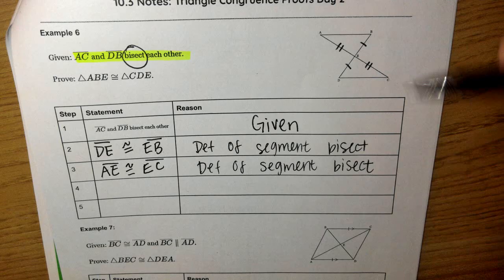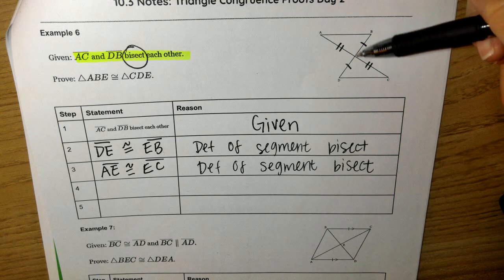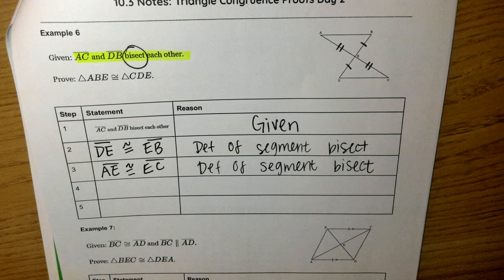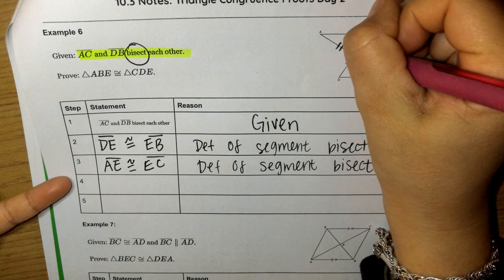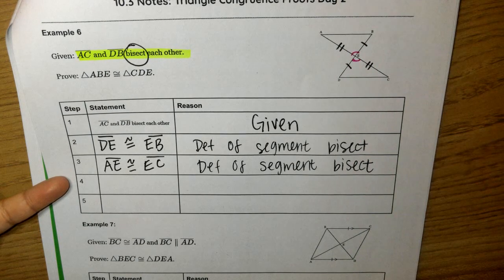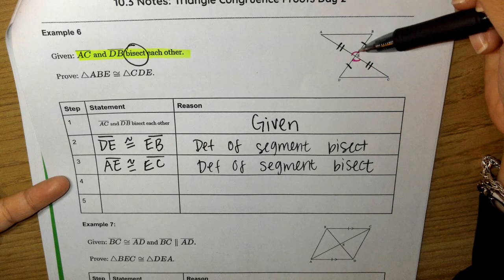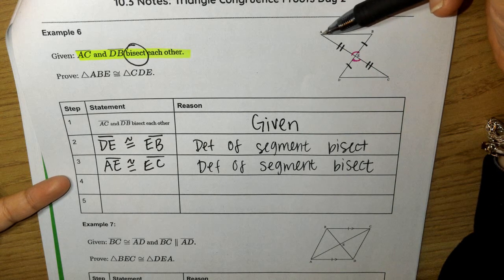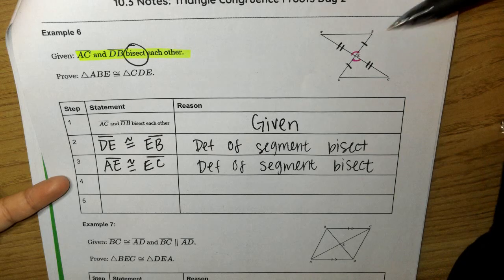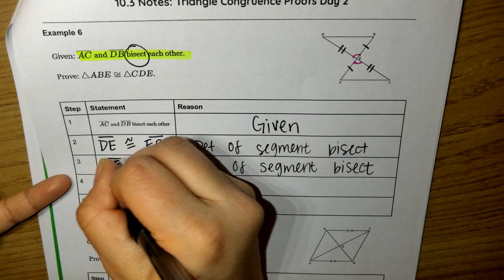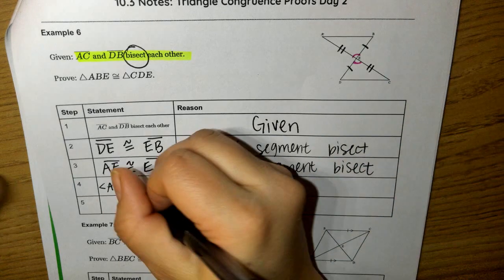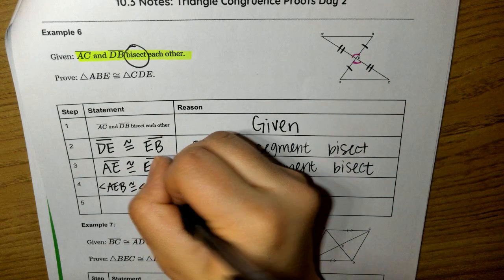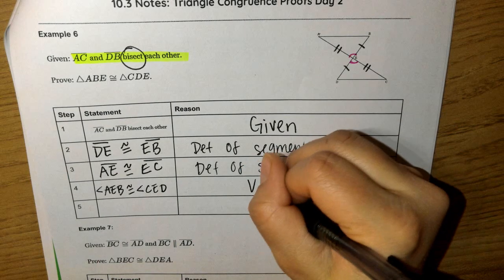What else do we see? Well, remember, I noticed immediately that I saw vertical angles. Now, when we're in step 4, I can go ahead and say, hey, I got vertical angles. Let's be very specific. Don't just call this angle E. Call it by its 3 letters. Angle AEB is congruent to CED. Because of vertical angles.